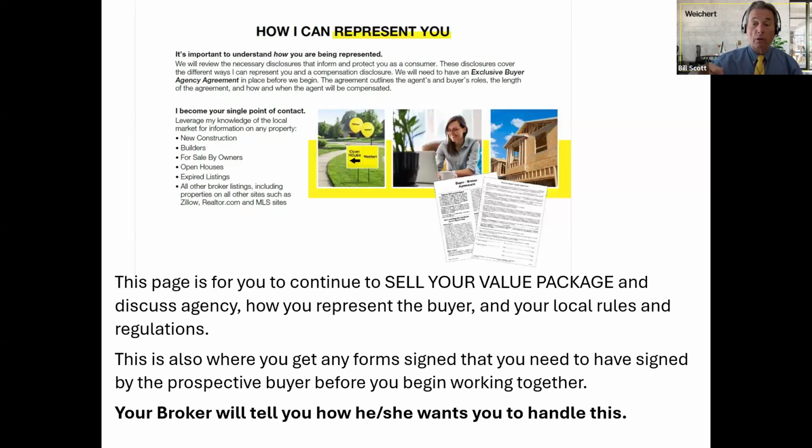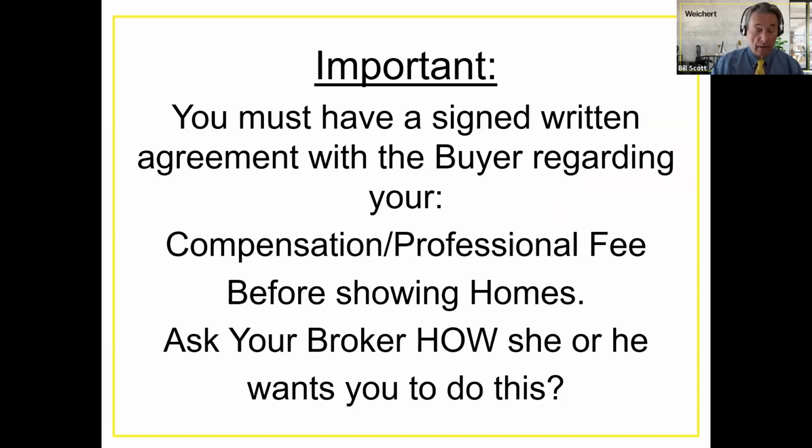Again, this has given us an opportunity to further sell our value package, to get our agreement out to say, this is the paperwork that we need to sign before we move on. Effective August 17th, we must have a written agreement with the buyer before we're able to work with them to show them properties. And so you need to get with your broker, find out what the paperwork looks like in your office, and make sure that you know how to present that and how to get it signed. Okay.